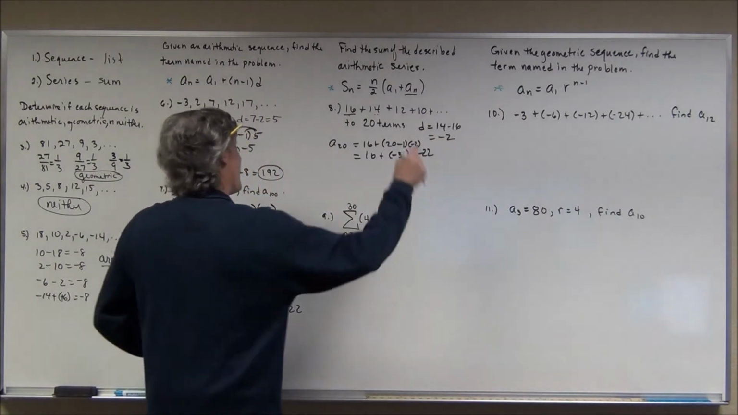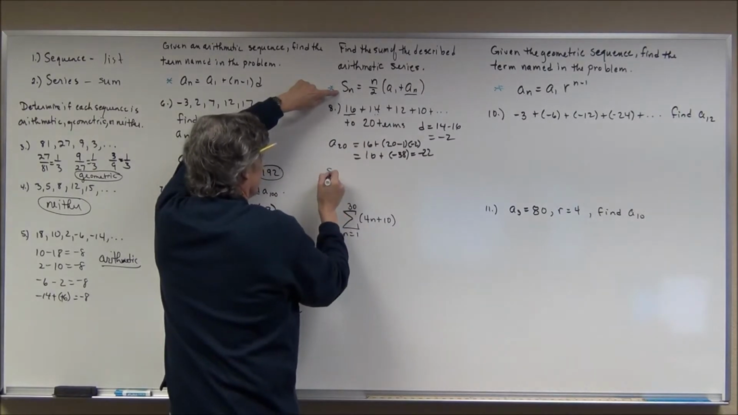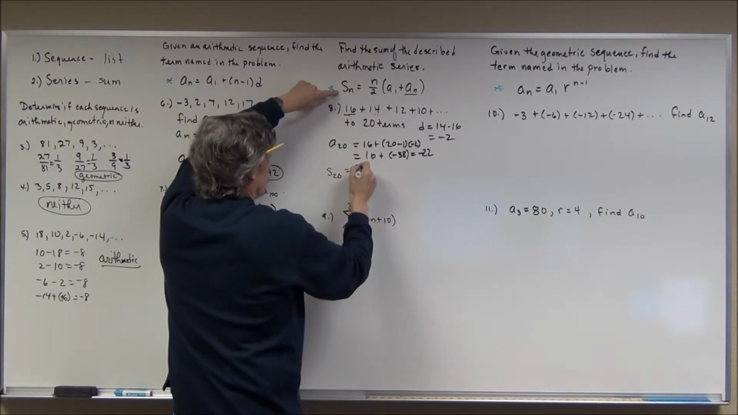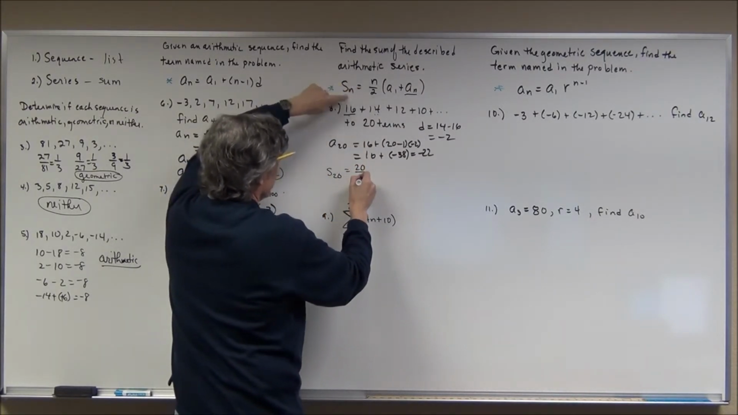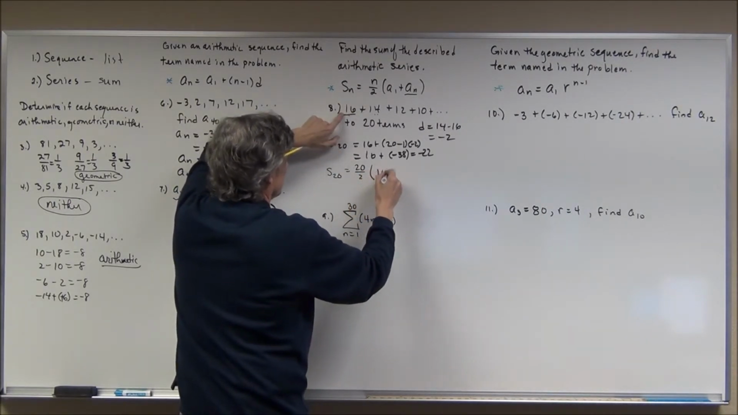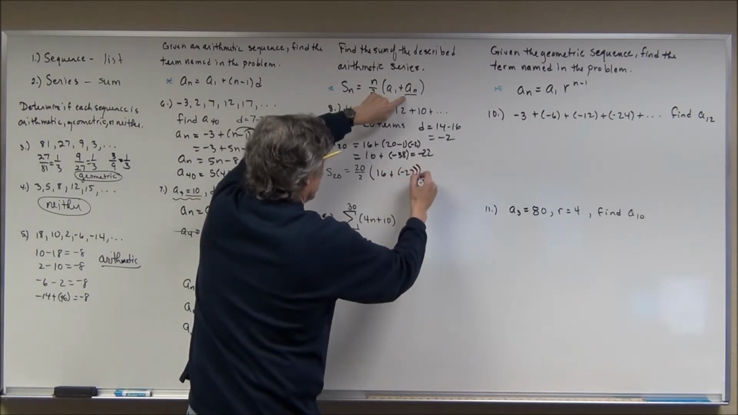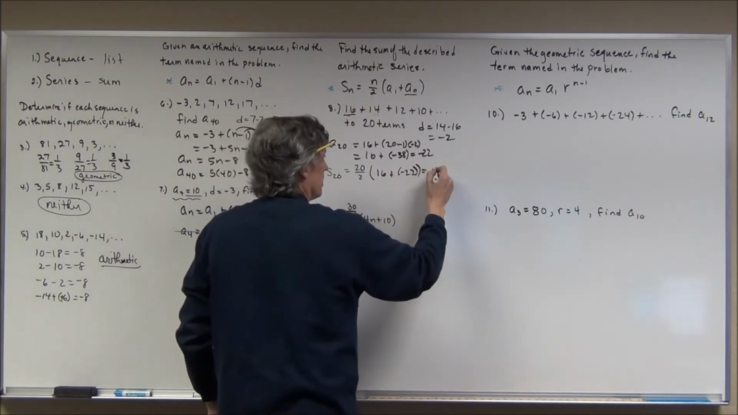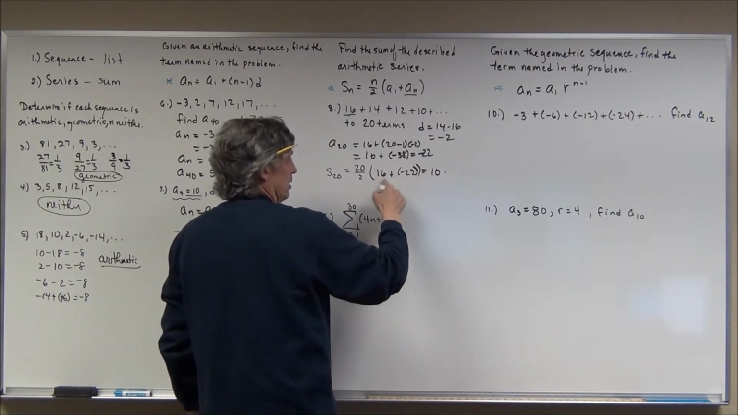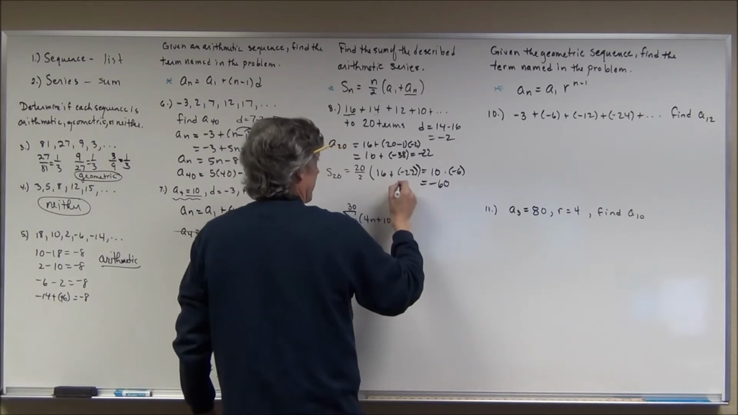So now I can use this guy. I'm adding up the first 20 terms. I'm finding s sub 20. That's equal to 20 over 2, that's the n, times the quantity of a sub 1, which was 16, plus a sub n, which is a negative 22. So that's 10 times negative 6. So this is negative 60. That's s sub 20.